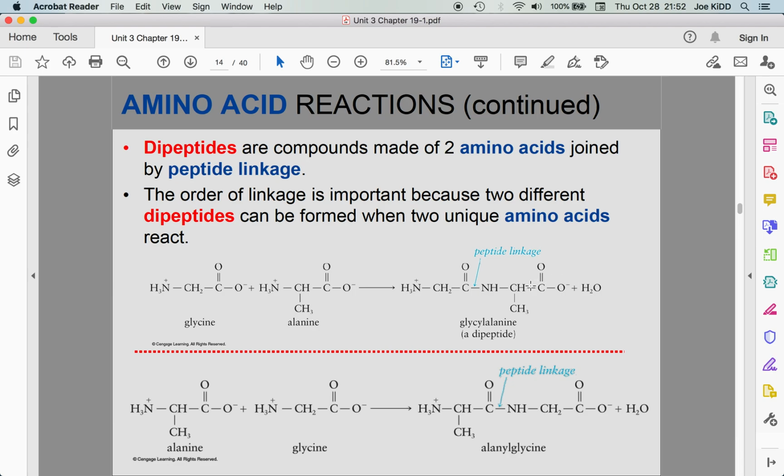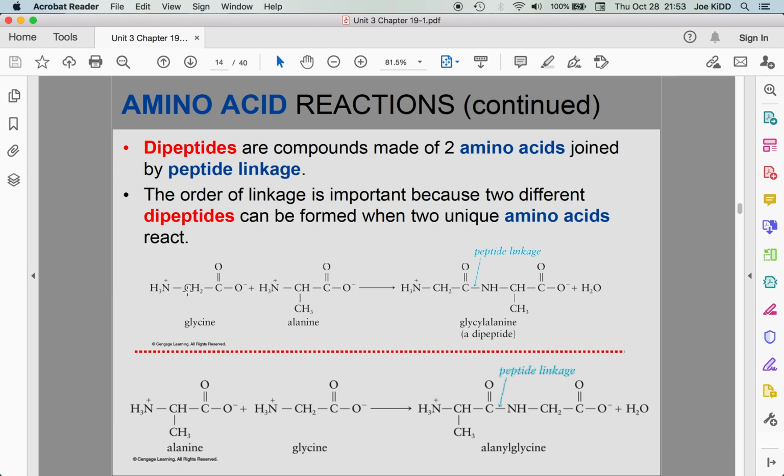If we had two different amino acids, for example, here we have glycine and alanine, we could get two different peptides out of it because the sequence is ordered. It depends on whether we went glycine then alanine or alanine then glycine. Because remember, it's not equal. One end is going to have the NH3, the other end is going to be the COO minus on this side.